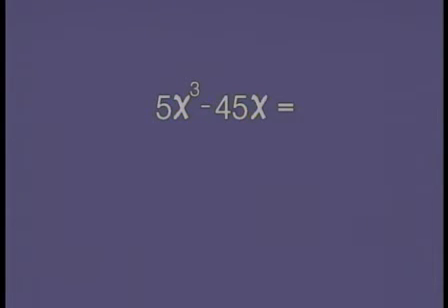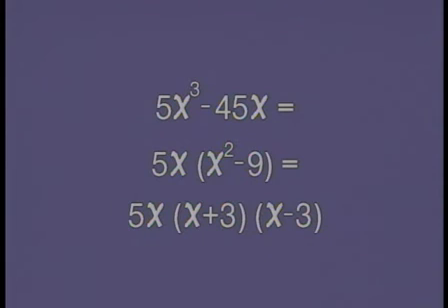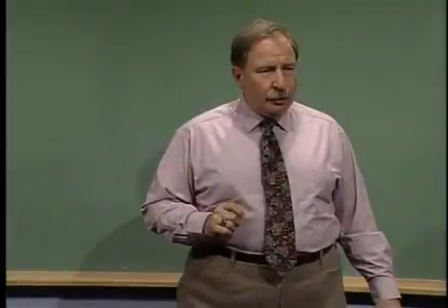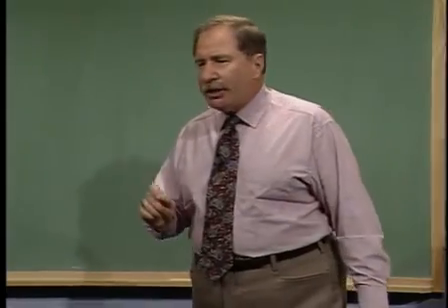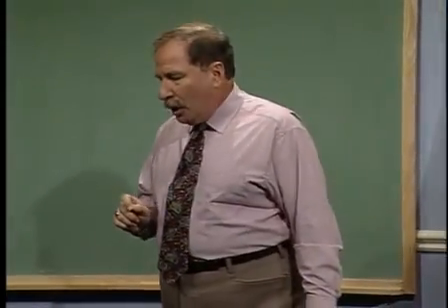And if we do that, as we'll see in the next visual, we get 5x times x squared minus 9. And the x squared minus 9 in parentheses, that indeed is the difference between two squares. And we wind up with 5x times x plus 3 times x minus 3. So that's the difference between two squares. You've seen a few examples of that. We'll come back and see an interesting example in a little while.